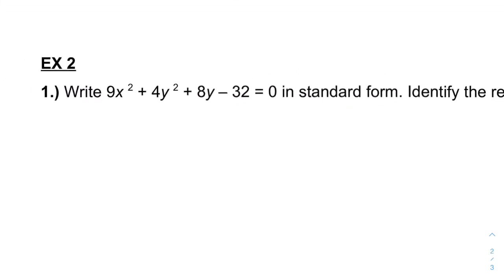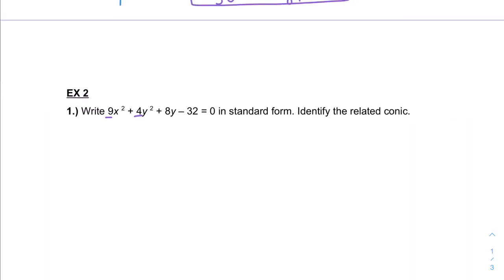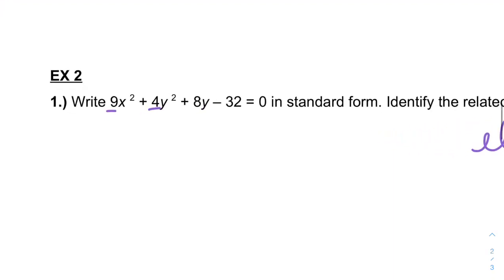Already we should know our general form rules and be able to classify this here because we have different coefficients, but they are both positive. I know that this is an ellipse. So let's see if we can get this to be in the standard form of an ellipse. What I need to do is complete the square.